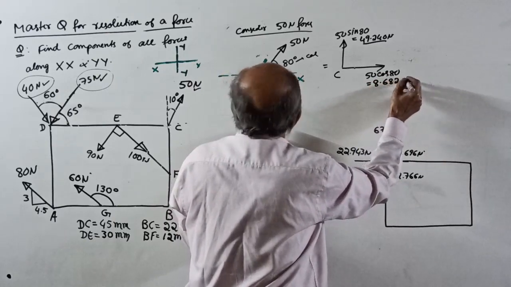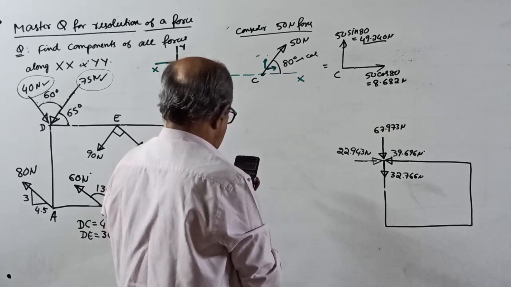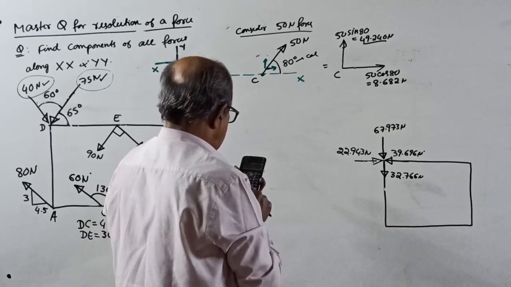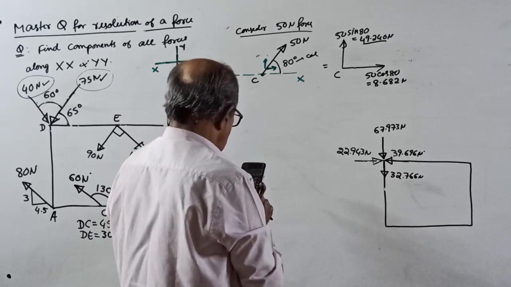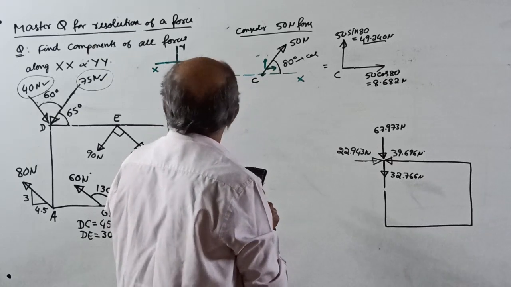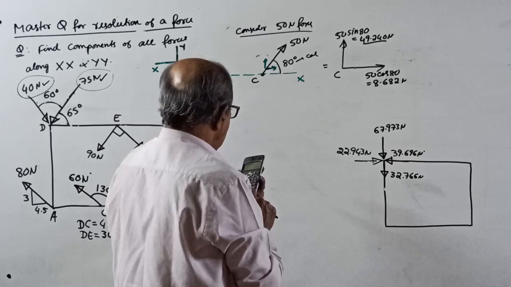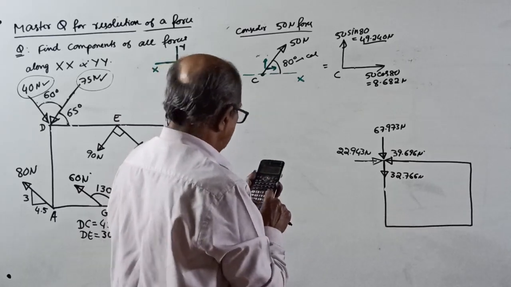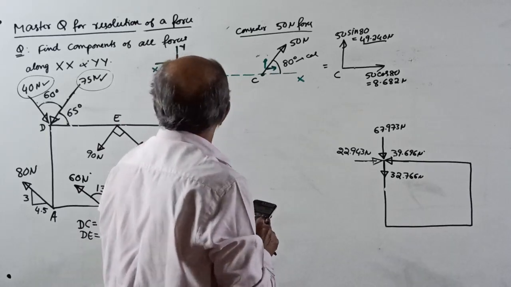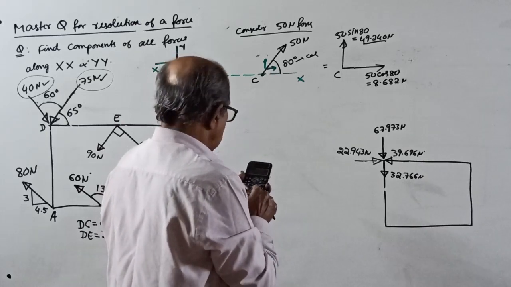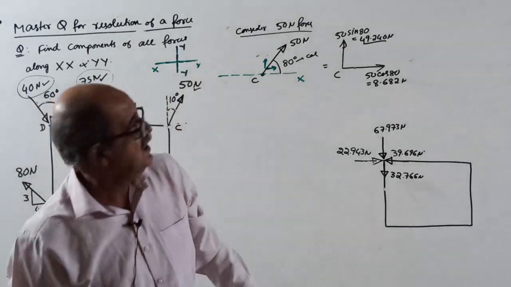8.682 Newton. I'll check the answer now. 10 into cos 80... It is giving 1.73. Something is wrong. Or not 10, sorry, 50 into cos 80. Okay, 8.682, correct. Or I can take 50 into sin 10 also, it will do. Don't worry about it.